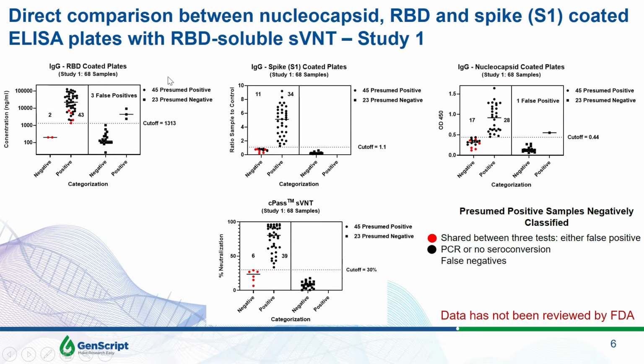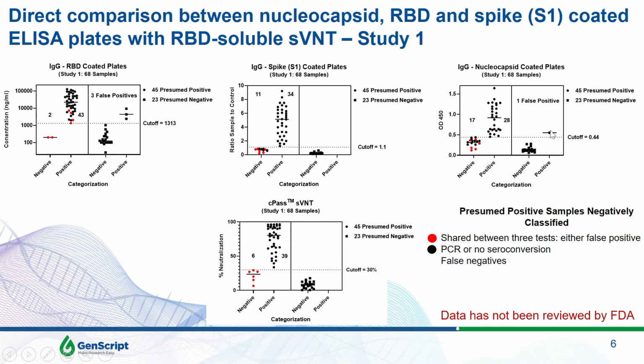We also tested samples in conjunction with the University of Colorado and some other companies in the US, and determined by looking at 3 commercial kits using receptor binding domain coated plates, spike S1 coated plates, and nucleocapsid coated plates. We used 45 presumed positive samples and 23 pre-pandemic samples. And if we focus in on the pre-pandemic samples, which should be 100% negative, we can see that there was a variation in the number of false positives. So with the RBD coated plate, 3 of those samples were false positives. And for the nucleocapsid coated plate, there was 1 sample false positive.